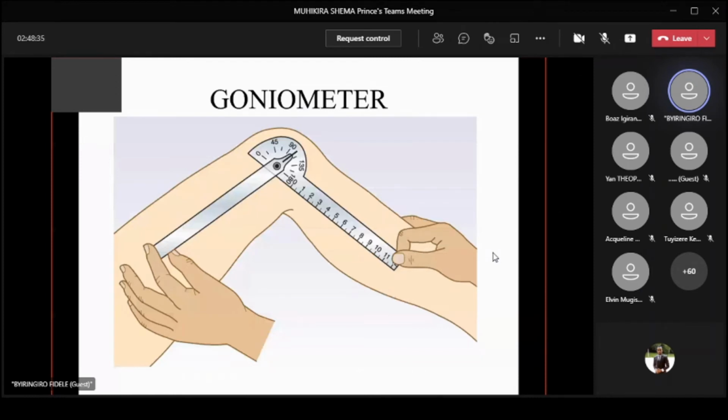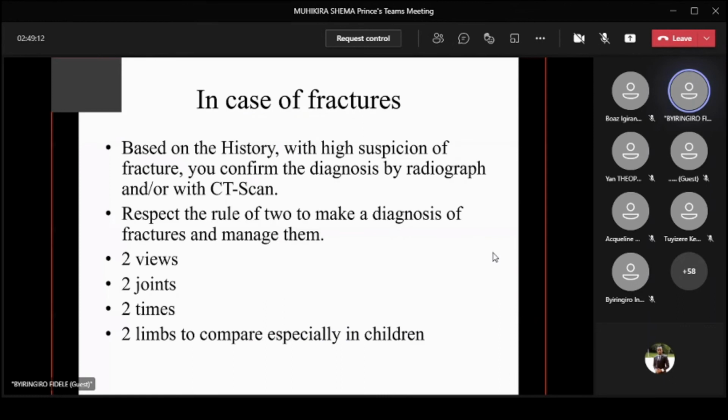Okay. So in case of fracture, based on the history with high suspicion of fracture, you confirm the diagnosis by radiography or CT scan. You have to respect the rule of 2 to make a diagnosis of fractures and manage them. 2 views, 2 joints, 2 times, 2 limbs to compare, especially in children. 2 views means profile and lateral. 2 joints means proximal and distal joint. 2 times means before and after any action. 2 limbs means right and left, if you want to compare the one which is fractured and the other one which is not fractured.